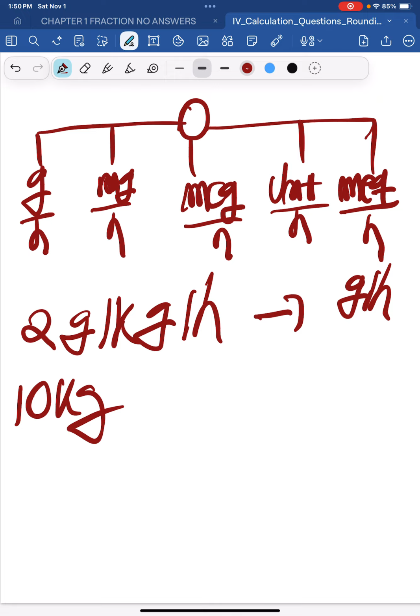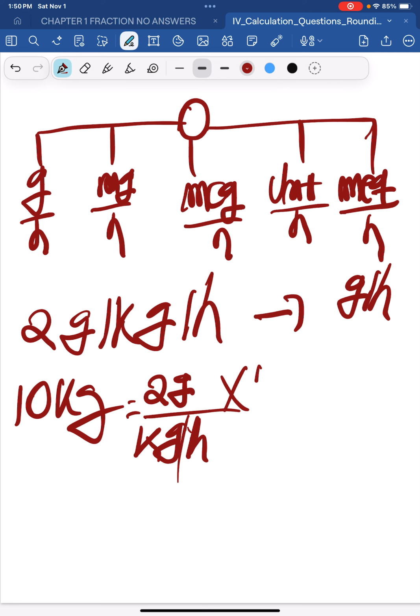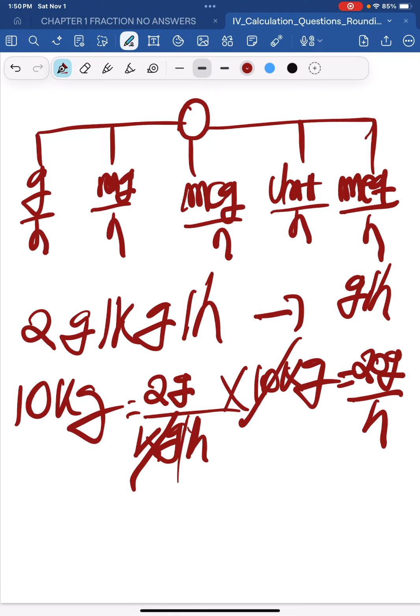Now you will have this. Let me write so you can see the way you cancel out. 2 gram per kilogram per hour. See that? So you multiply that by 10 kilogram. This kilogram and that kilogram cancel out. Now you will have 20 gram per hour. This is how you go from gram per kilogram per hour to gram per hour. Why? Because you cannot use this thing like this, in that order. You have to bring that to the basic shape of gram per hour.